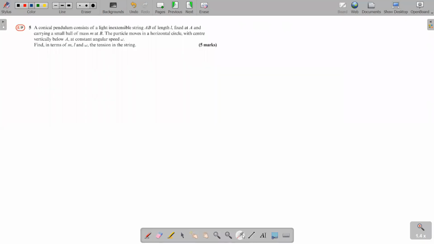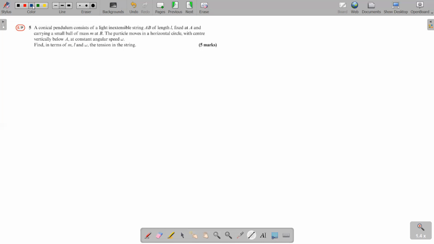Okay, so let's move on to question number 5. They say a conical pendulum consists of a light inextensible string AB of length L fixed at A and carrying a small ball of mass m at B. The particle moves in a horizontal circle with center vertically below A at constant angular speed omega. Find, in terms of m, L, and omega, the tension in the string. When you read this question, you can see the type of question is very much similar to what we did in question number 1, right?